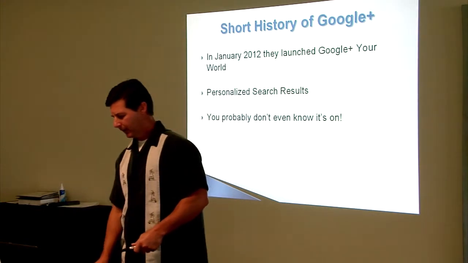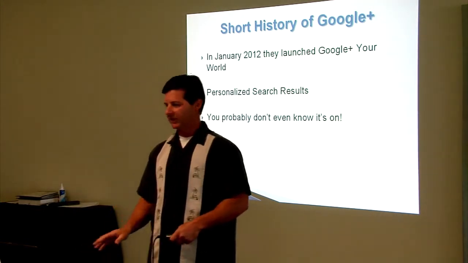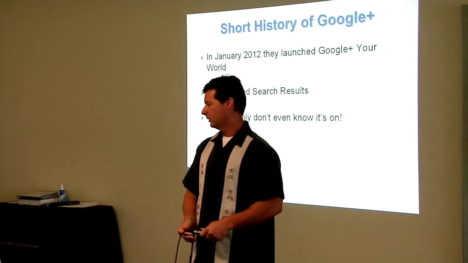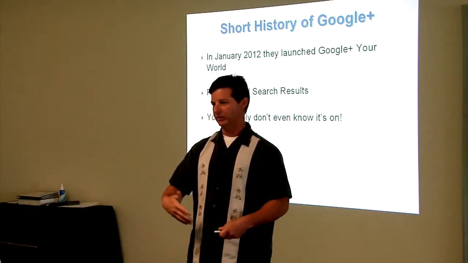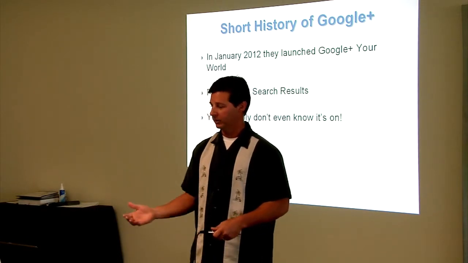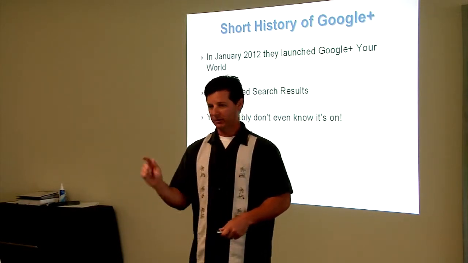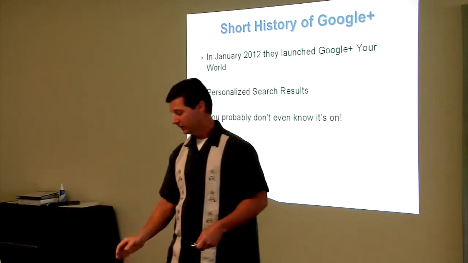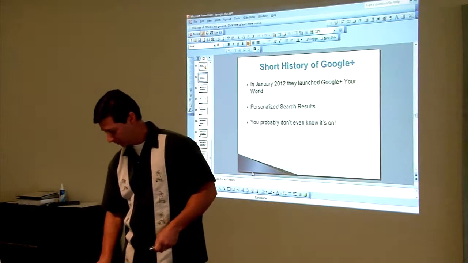Okay, and in this case, these personalized search results are on by default. So you may not even know it, but your results are going to be searched and filtered through who you know, like, and trust, and who you're associated with on Google. There is a way to turn it off. It's just a simple click of a button right in the browser, but most people don't even realize where it is. I'll show you where it's at here.